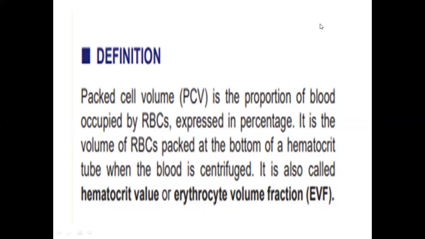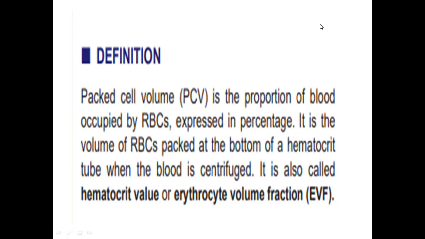We said in a previous lecture that blood contains plasma and blood cells. And the blood cells will have the red blood cells, the white blood cells, and the platelets. But the volume or the proportion of blood occupied only by red blood cells, not by white blood cells, not by platelets, not by blood cells in general, only red blood cells, is called packed cell volume.